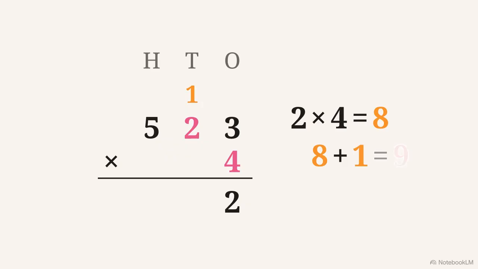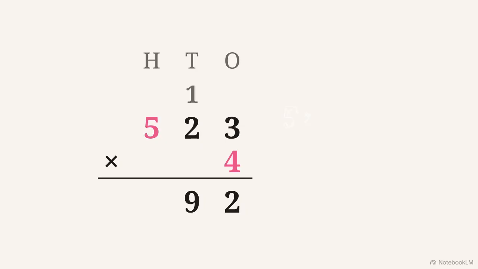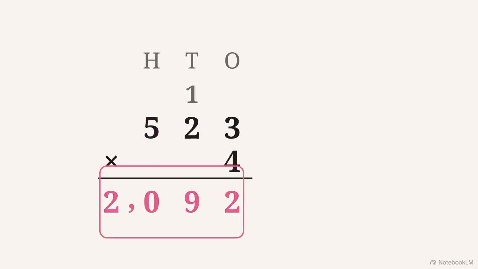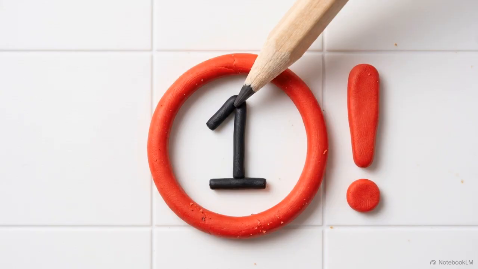But here is the critical part. You must add that carried over 1 to your result. 8 plus 1 gives us 9, which goes straight into the product line. Step 3. Finish with the hundreds column. 5 times 4 is 20. We drop that straight down to complete our final product, 2092. The most common trap is simply forgetting that carried over digit. Including it in your calculation is what ensures your multi-digit products are actually correct.